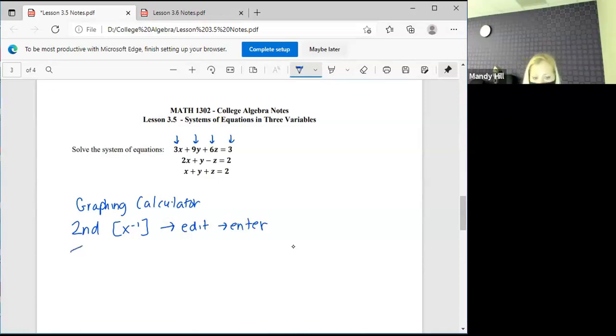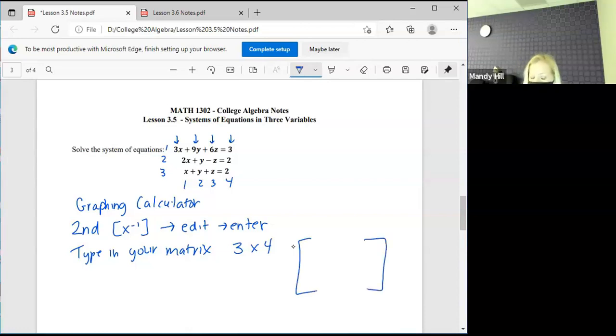The next thing is you need to type in your matrix. This one is a 3x4 because it has 1, 2, 3 rows and 1, 2, 3, 4 columns. That's why we're calling it a 3x4. The stuff we type in is our coefficients. On the first row, we've got a 3, a 9, a 6, and a 3. You just type over whatever you already have there: 3, enter, 9, enter, 6, enter, 3, enter.